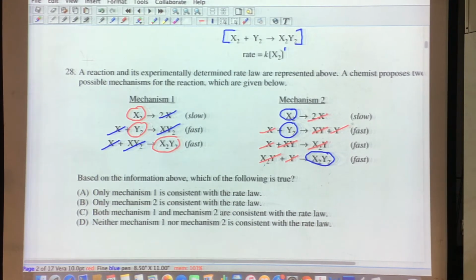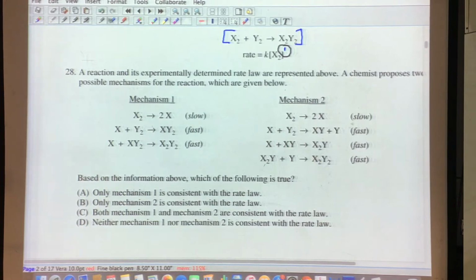So the issue is, if it's first order, how in the world do I realize which one is first order? Well, if I look at mechanism 1, I'm going to get rid of this canceling stuff here to make my life simple, although it's very complex. If you look, what would give me first order? First order with respect to x2. Notice y2 is not in the rate law.